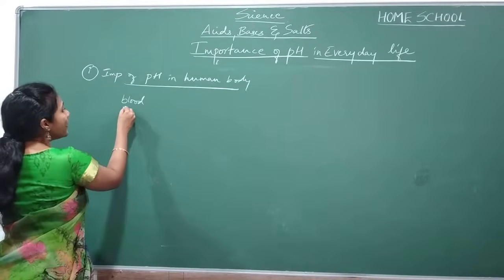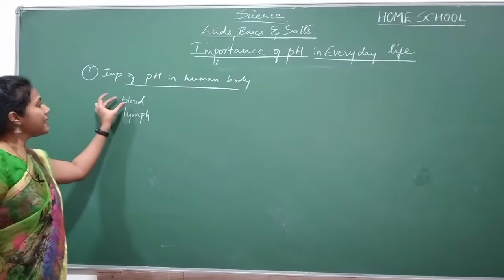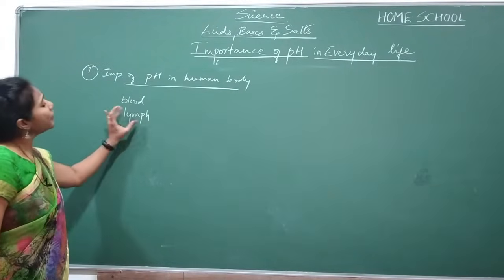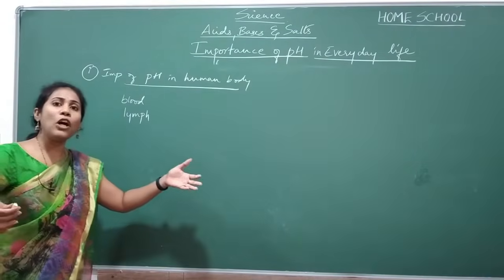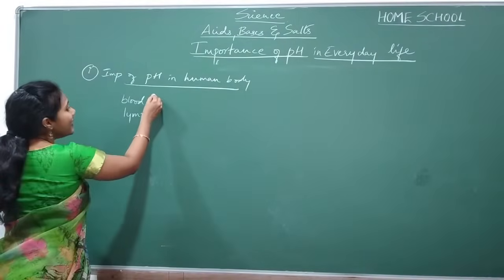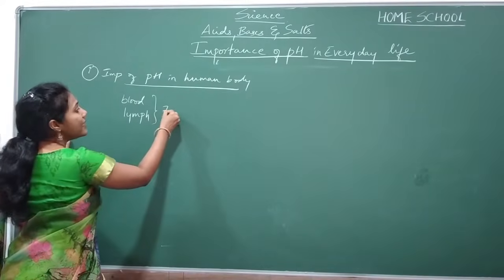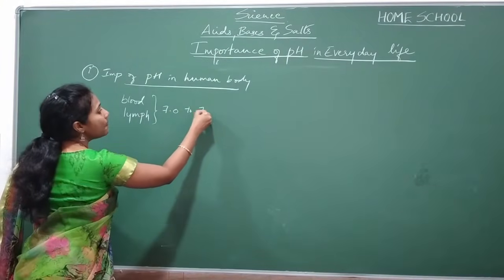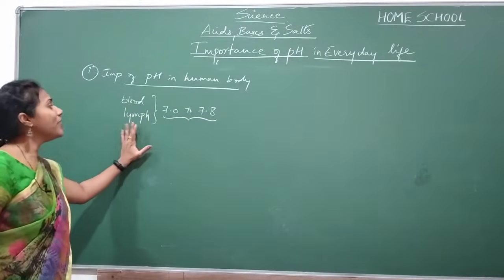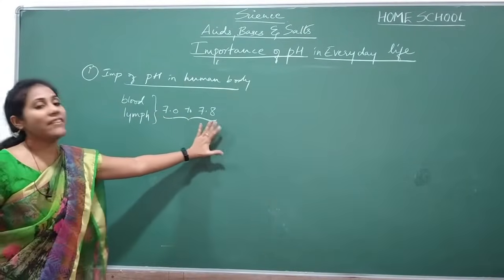Along with the blood, one more major liquid is lymph. Blood is a red colored liquid and lymph is a colorless liquid. So these are the two liquids you will find in almost every part of the human body. And these liquids' pH should be between 7.0 and 7.8. So the pH of blood or the pH of lymph must be between 7.0 and 7.8.